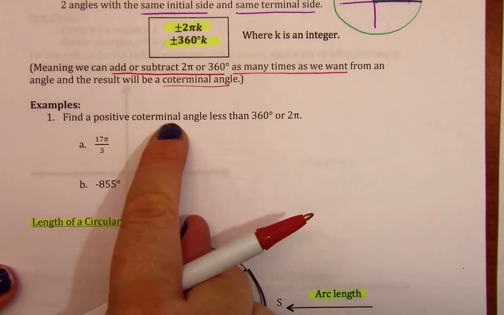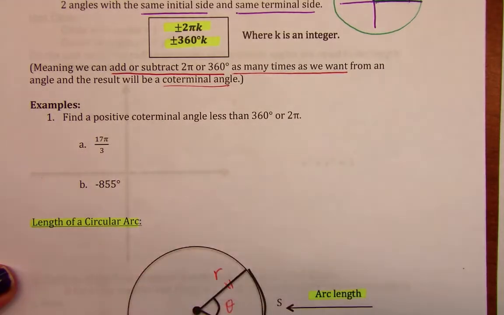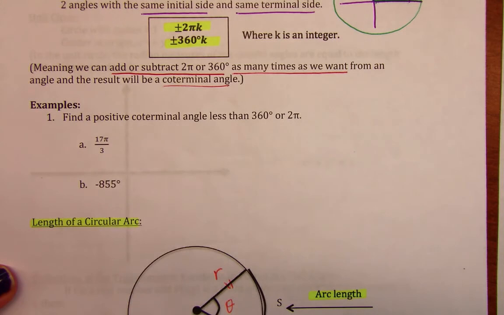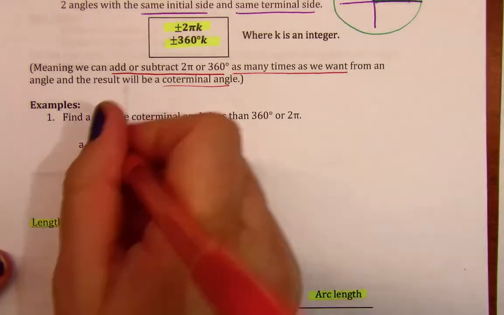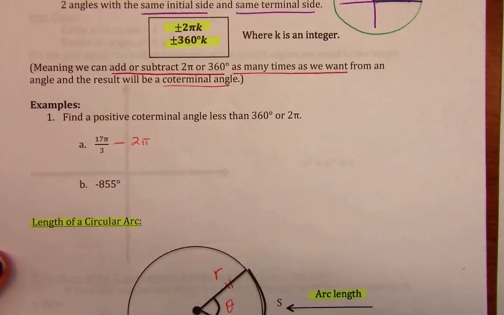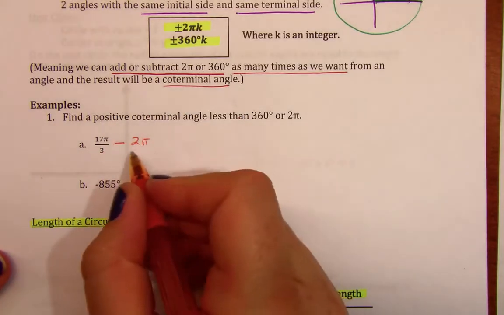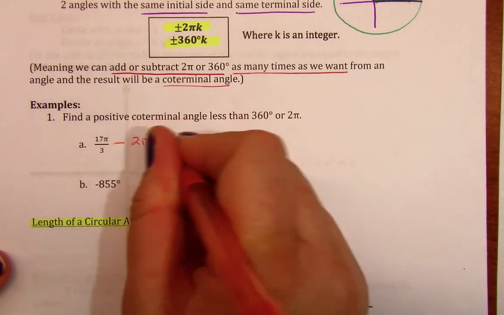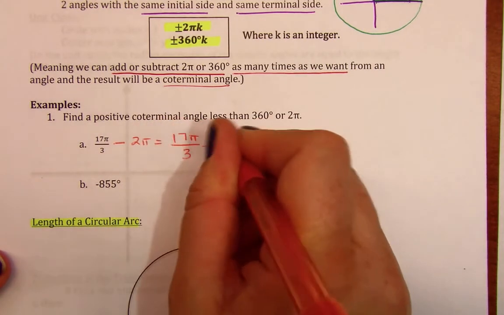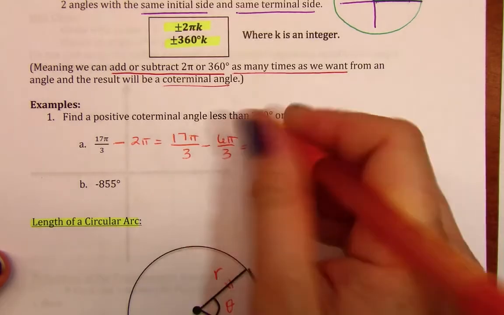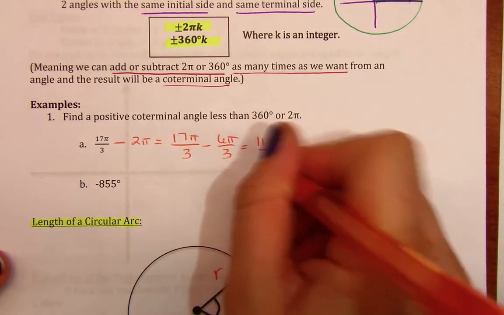It says find a positive coterminal angle less than 360 or 2 pi. Now right now we have 17 pi over 3. That's way more than 2 pi. So what I can do here is subtract 2 pi as many times as I want. Now I need a common denominator here. So what I really want to do is 17 pi over 3 minus 6 pi over 3. This is still 2 pi here. And that'll give me 11 pi over 3.